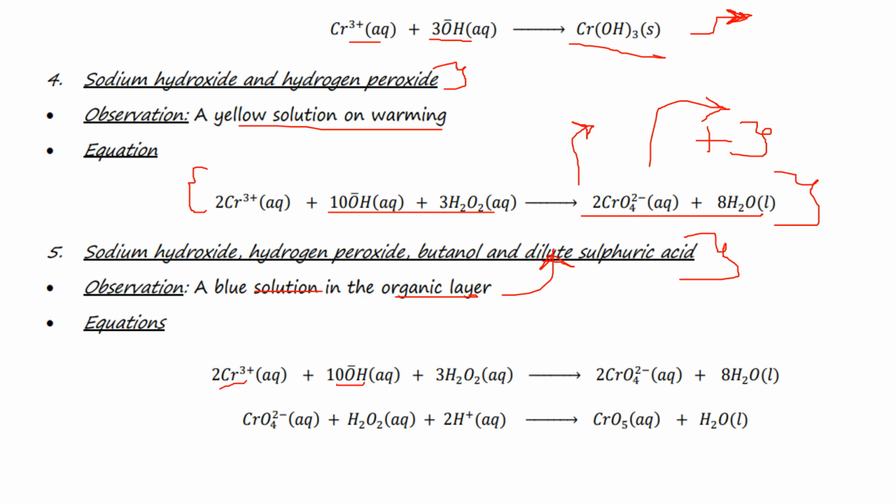Chromium reacts with hydroxide ions together with hydrogen peroxide to give us the chromate 6 ion together with water, and then the chromate 6 ion reacts with excess hydroxide in acidic medium to give us this compound, chromium pentoxide, together with water, and this is the blue organic layer, the blue solution that you observe in the organic layer. This compound is what causes the blue coloration in the organic layer.